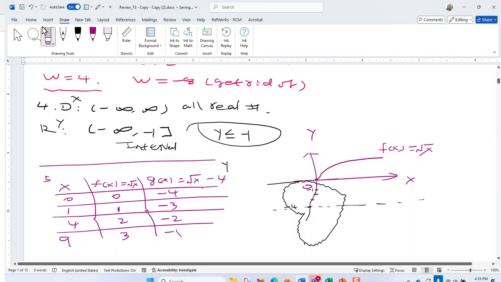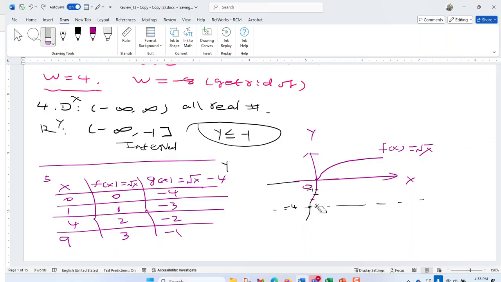So this one will be moving down for 4 units in here. That will be giving you g of x, right? g of x.